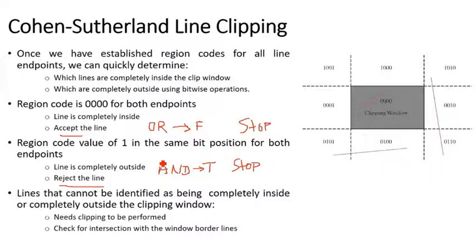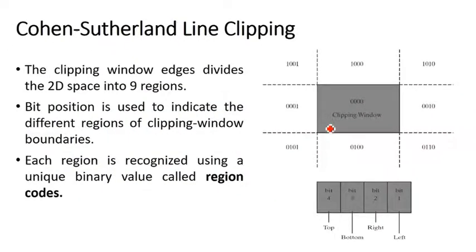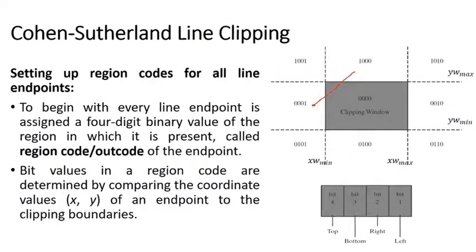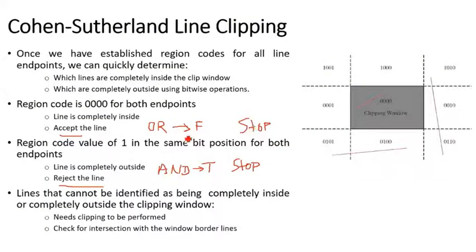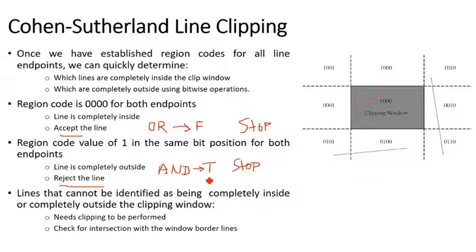So to start with, in the algorithm, I assign region codes, I compute the endpoints' outcodes, and then I take the outcodes of the endpoints of a line and apply the OR operation. If it is false, I stop and accept the line. If it is true, I move forward and I apply the AND operation between those outcodes. If it is true, I reject the line and stop my algorithm. If this becomes false, then I move forward.